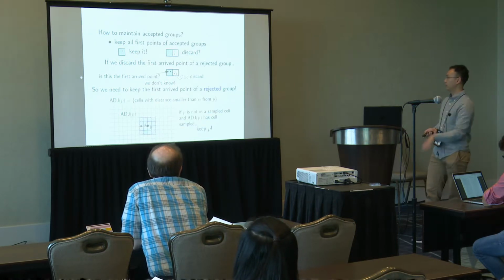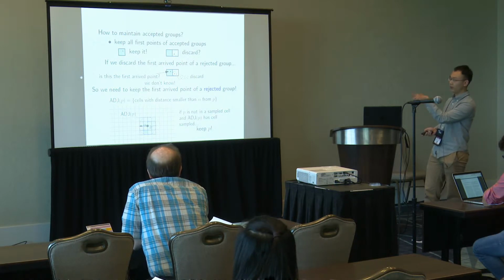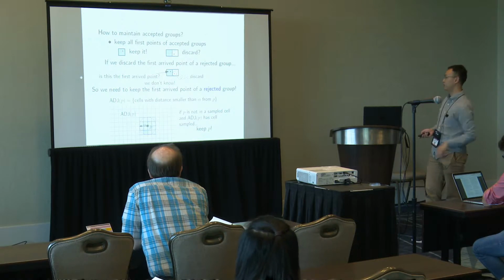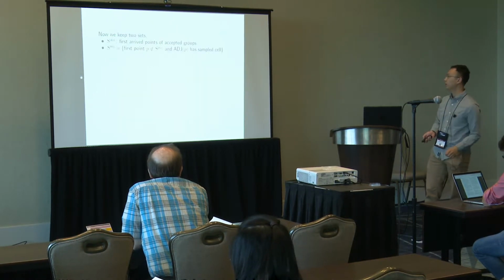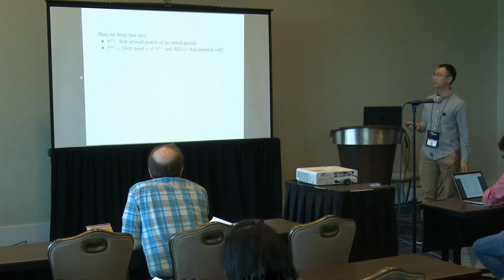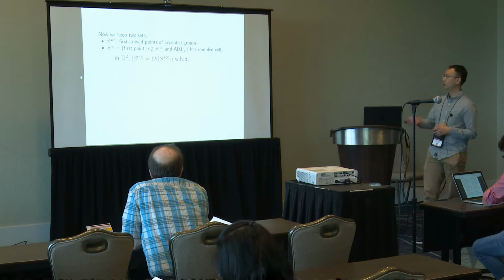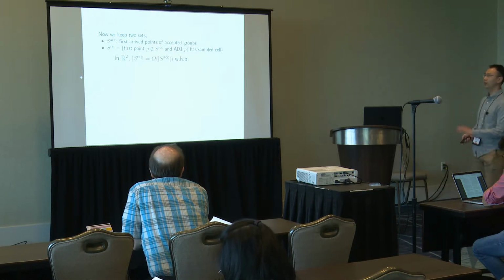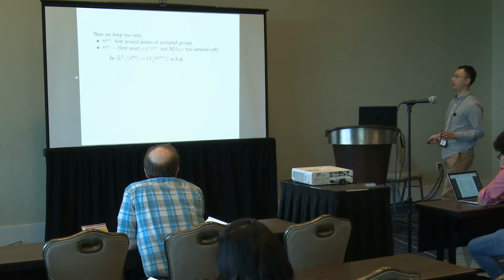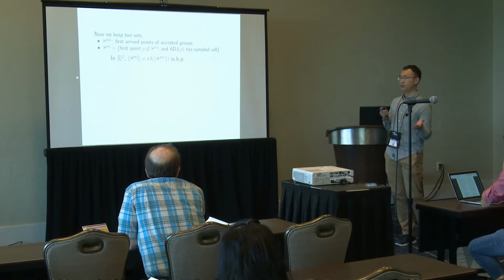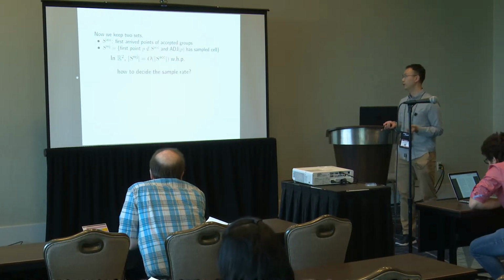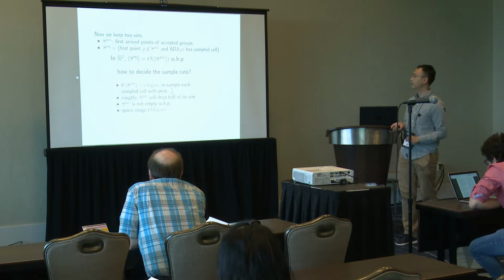So this is just a way you can look at it: whenever you have a data point, you look at its nearby cells and see if there's a sample cell nearby. If there is one, then we just keep it. So we essentially maintain 2 sets, one for the first arrived points, and the other for the nearby ones. And we can show in constant dimensional space that it's roughly the same size up to a constant, with high probability. So we can bound the size.